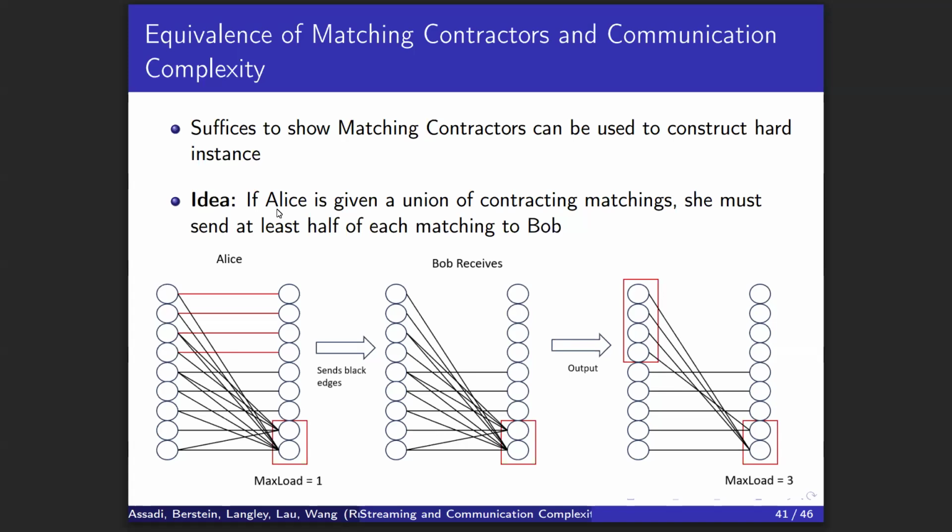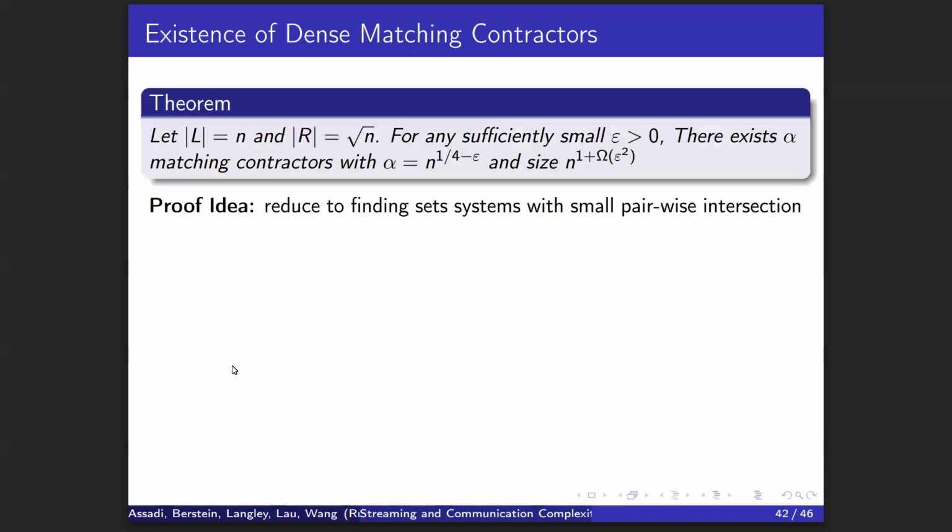With all these equivalences established, the only thing left to do is to actually construct these dense matching contractors. To give you an idea of how we construct them, I'll state the result first. We show that for |L| = N and |R| = root N, and any sufficiently small epsilon, there exists an alpha matching contractor with alpha equal to N^(1/4 - epsilon), where each matching has size root N, and the total number of edges is N^(1 + Omega(epsilon^2)).